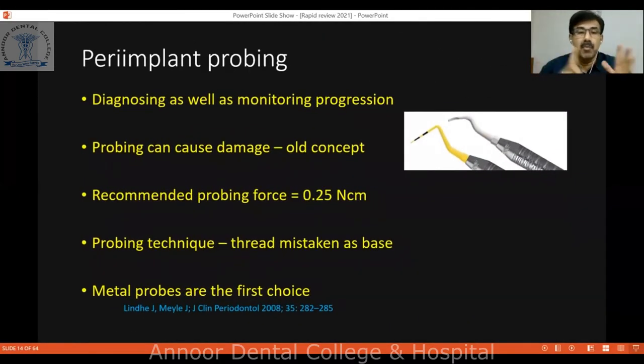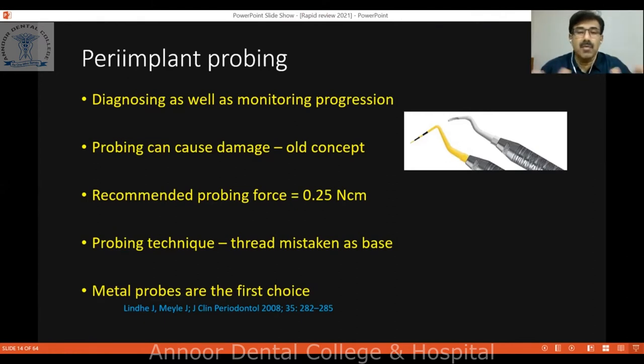Then second is probing. For diagnosis and monitoring of peri-implant disease, this is a very good method. Previously, probing was supposed to cause damage to the peri-implant tissue, but that is not the case now. You can probe with almost the same force as you use for periodontal tissues, that is, a force of 0.25 Newton centimeter. And the probing technique is the same. You should probe parallel to the long axis of the implant, not parallel to the prosthesis.